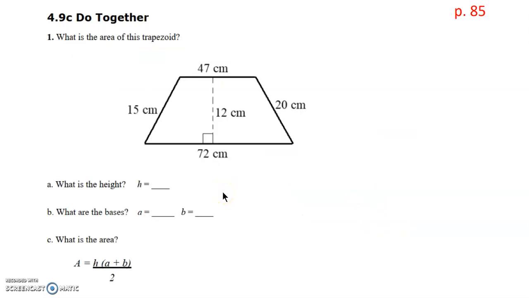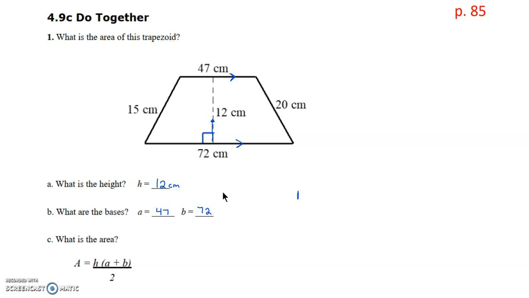So to calculate the area of this trapezoid, first up we find the height. The height is always projecting upwards from the right angle. So that's going to be 12 centimeters. The bases are the ones that are parallel. Remember, parallel lines never cross. So we're going to have 47 centimeters and 72 centimeters. And it doesn't matter which order you put them in.